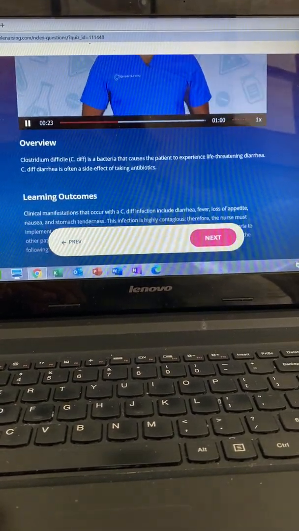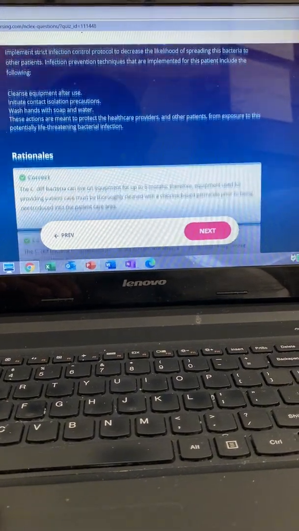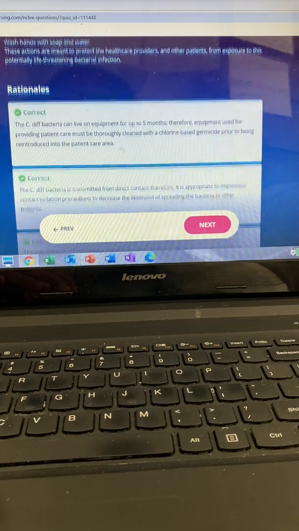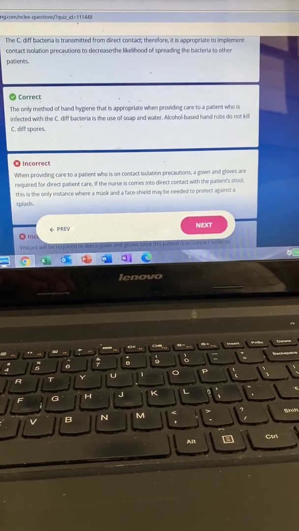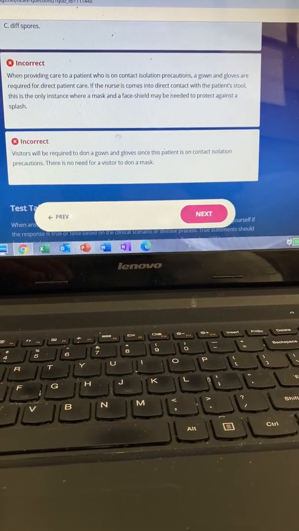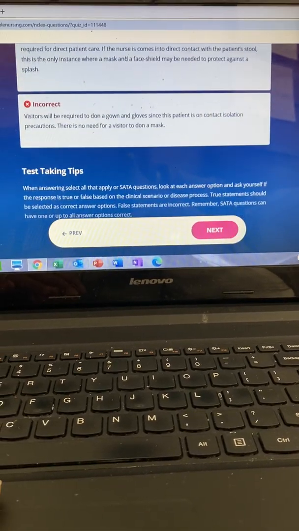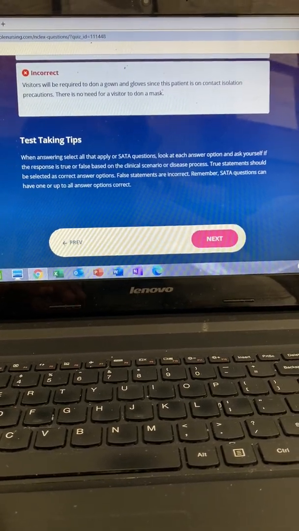So option number 1 is correct. We always clean equipment that gets rid of the possible C. diff and making sure it doesn't spread. Option 2 is correct. A patient with C. diff needs to be on contact precautions. Guys, away from the stool. And option 3 is also correct. Soap and water is the best form of hand hygiene.